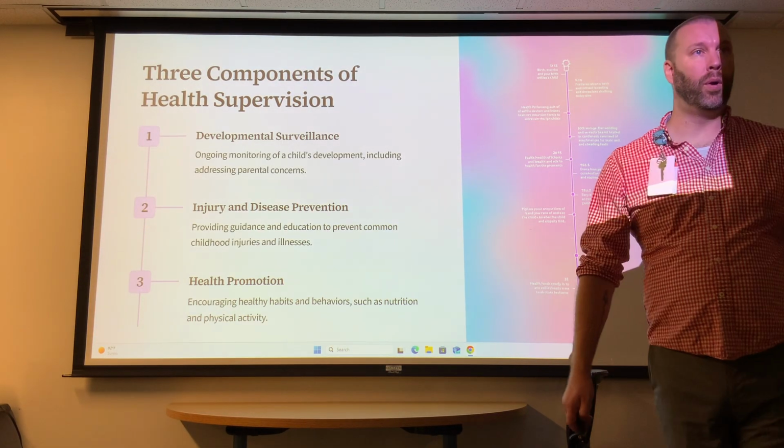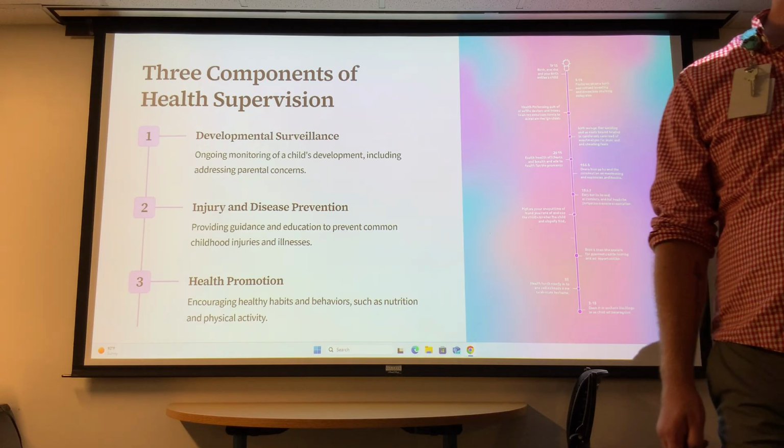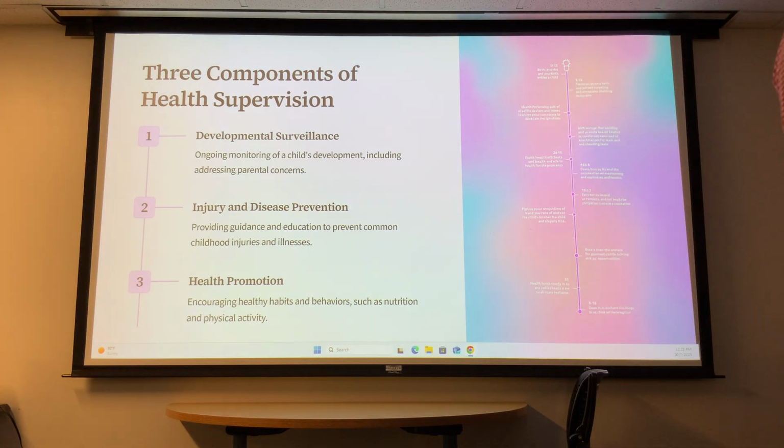So there are three components of it. The first one is developmental surveillance, right? So we're looking at all of those developmental milestones. Are they hitting them when they should be? Are they maybe delayed or a little bit slow in reaching those things? Why are they delayed? Why are they a little bit slow? Or are they hitting them all when they should, right? So that's the developmental surveillance piece.